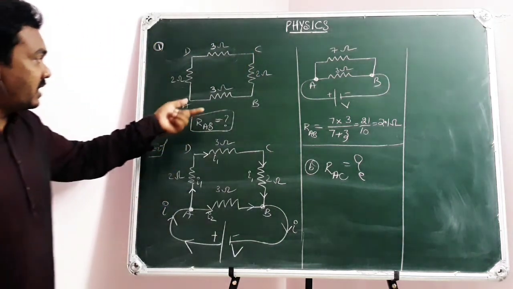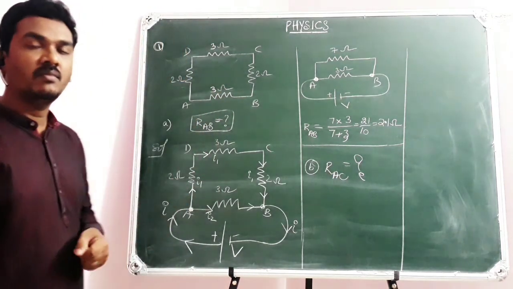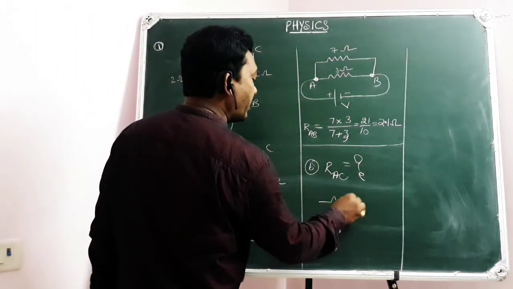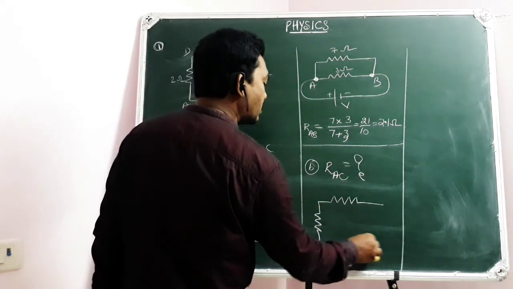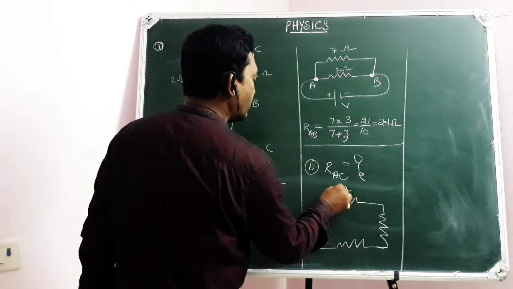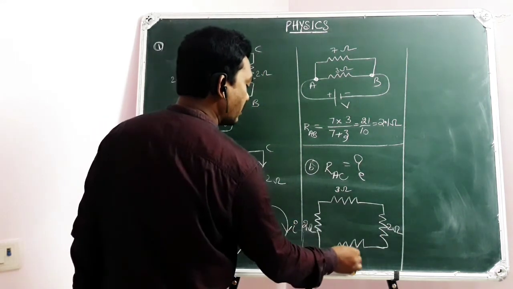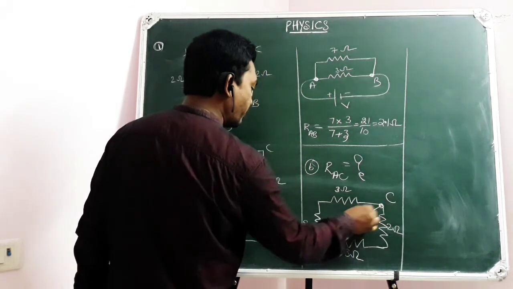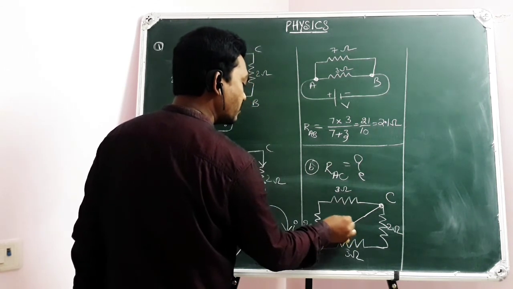Next question can be from the same electric circuit: what is the equivalent resistance across AC? Yes, what you are expecting is right. Between what points you wish to calculate equivalent resistance, you suppose a cell or battery is connected across them, then you will be able to identify which are in series and which are in parallel. So across AC, you suppose a battery is connected here. Across AC, just you suppose.